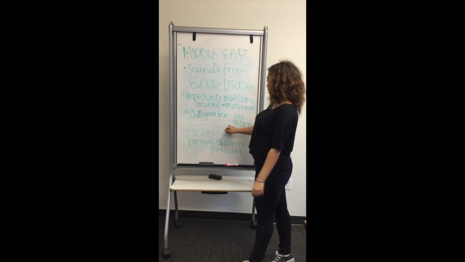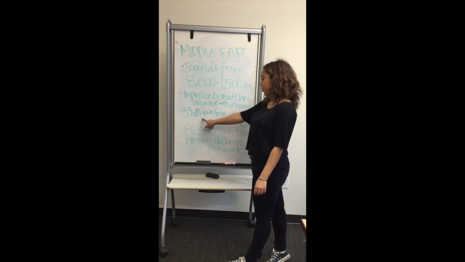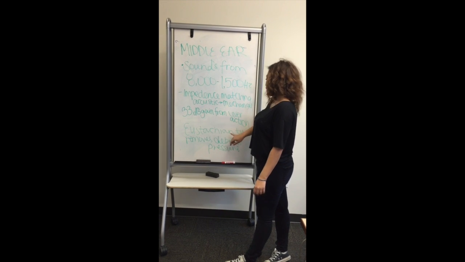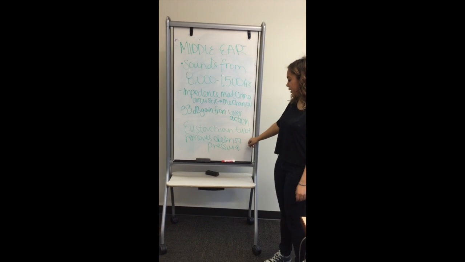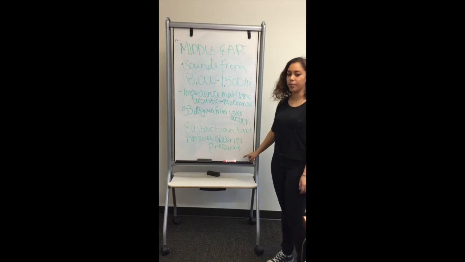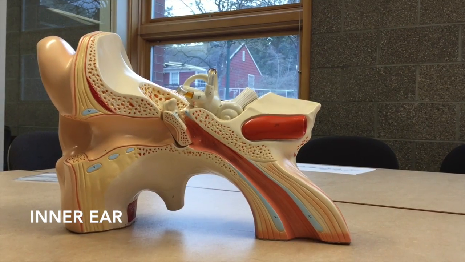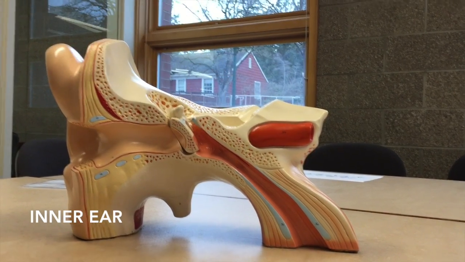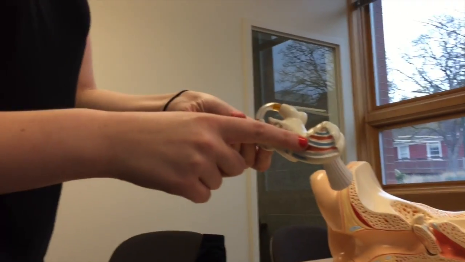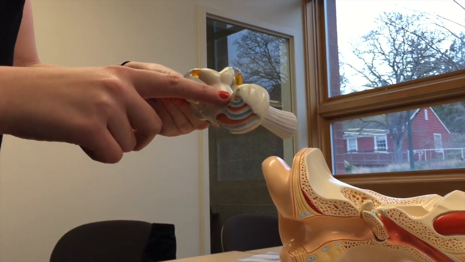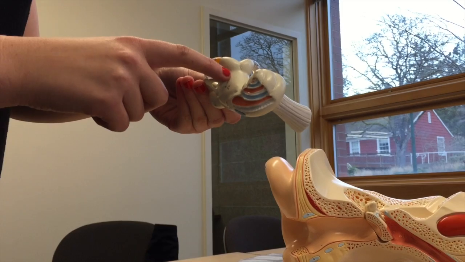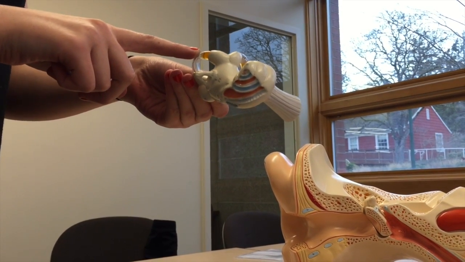Because of lever action, there can be a 33 decibel gain. And the eustachian tube's purpose is to remove debris and pressure from the middle ear. Now for the inner ear, it has 3 parts. First, we have the cochlea, which is a snail-shaped thing. Then we have the vestibule, and then we have the semicircular canals.